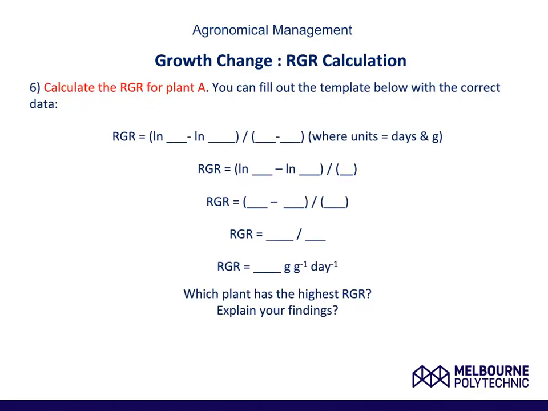After this lecture has finished, have a go at calculating the relative growth rate for plant A. Then tell me which has the highest relative growth rate, plant A or plant B, and is this what you would expect? Can you explain your findings?